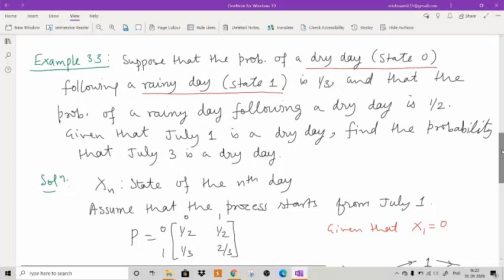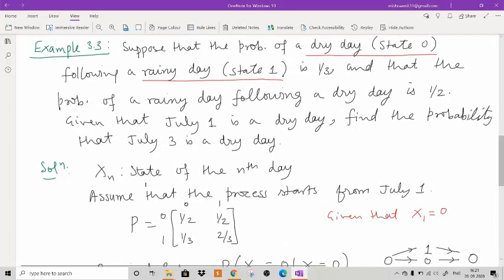So suppose that the probability of a dry day, which we represent by state 0, following a rainy day, which is state 1, is 1 by 3. And that the probability of a rainy day following a dry day is 1 by 2. So given that July 1 is a dry day, find the probability that July 3 is a dry day. Since nothing has been given here, one can understand this is a time homogeneous Markov chain. And if I represent Xn as the state of the nth day, then assume that the process starts from July 1. July 1 is a dry day.